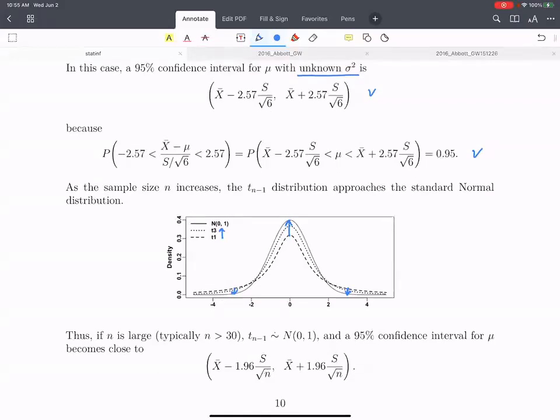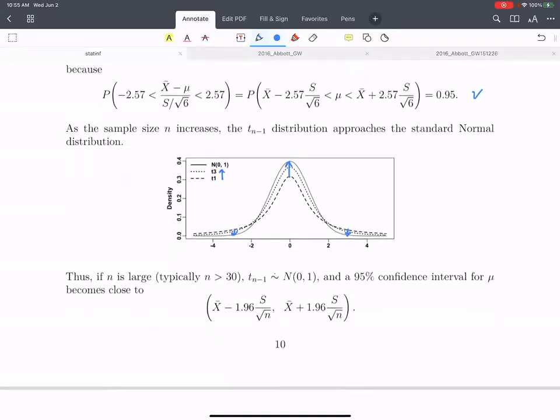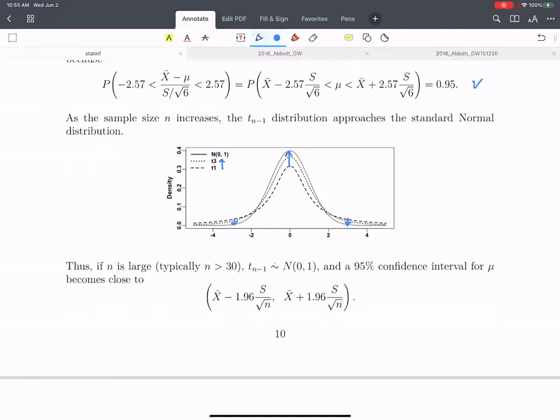So that will give us some hint about what to do when the data size is large, especially when sigma is unknown. If the data size is large, we know that the t distribution is approximating the standard normal distribution pretty well. So we can just use 1.96 instead of any other quantile values from the t distribution to get a 95% confidence interval for mu.